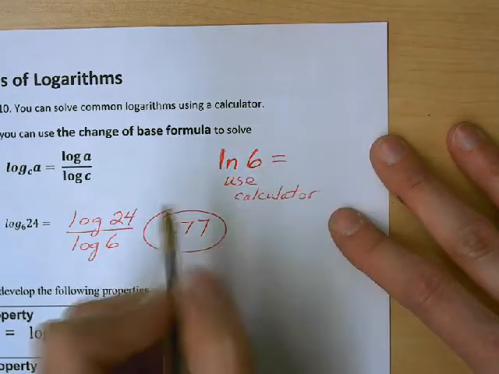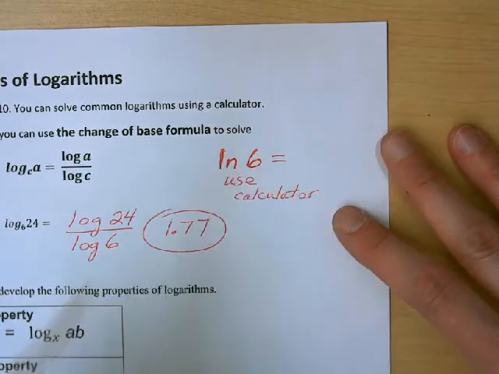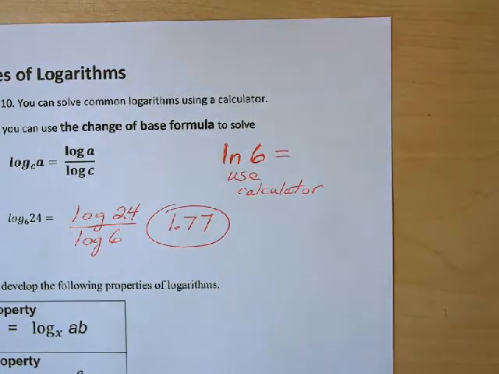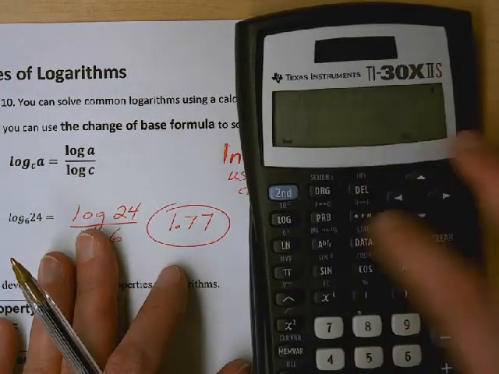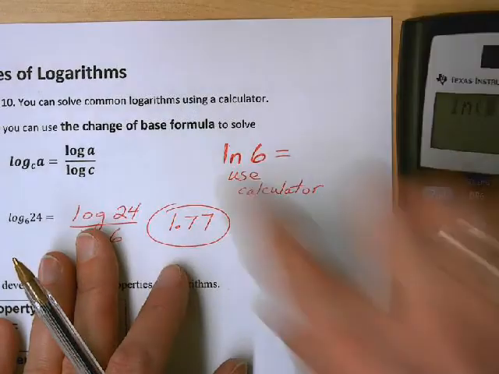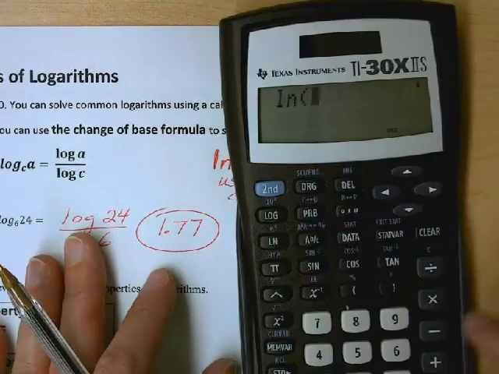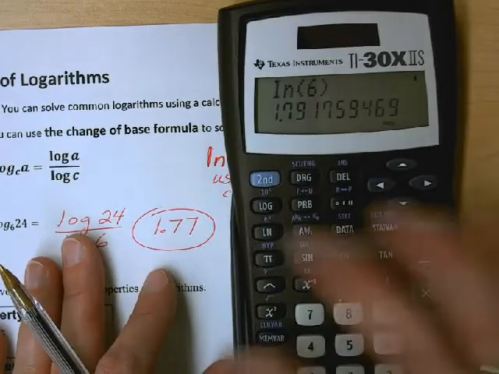Because natural log is base e. So it's asking, e to what power gives you 6. And that e is a number like pi, like we've talked about. So yeah, you just type in ln of 6, and you just type it on your calculator. 1.79.